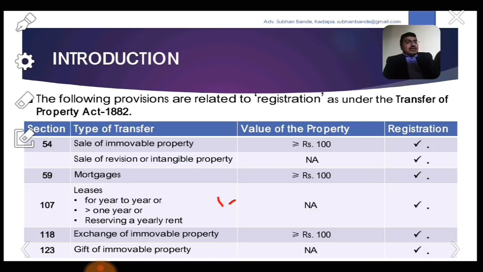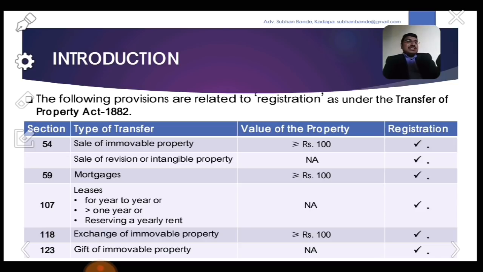But in Andhra Pradesh, as per the amendment made to the Registration Act, leases for any period, even for 3 months or 4 months, registration is compulsory. Next, section 118 of Transfer of Property Act. Registration is compulsory for exchange of immovable property of value 100 rupees or upwards.